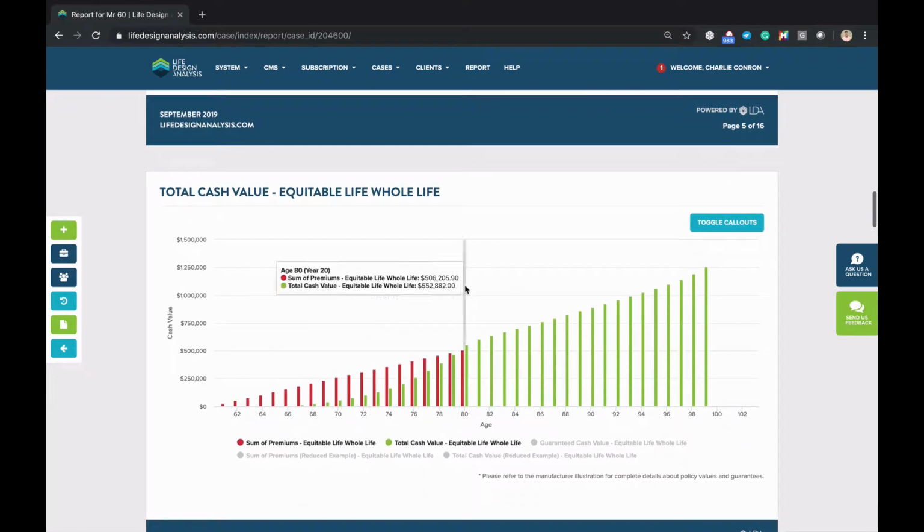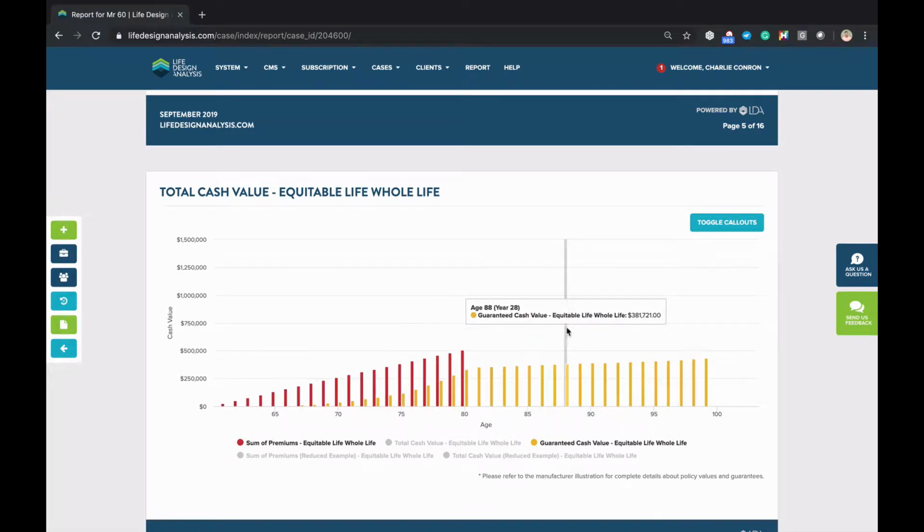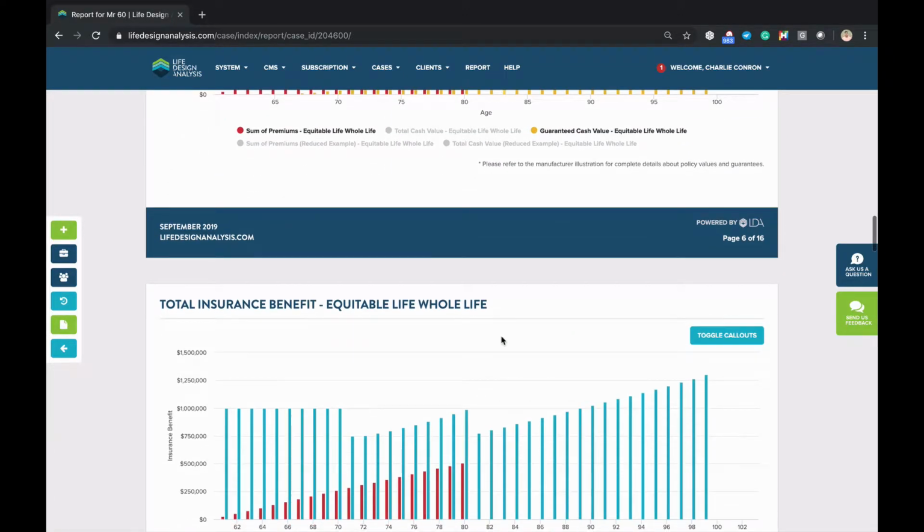And again, let's look at the cash value. So great cash value in this. We've got some guaranteed cash value, so even if we want to focus on the guarantees and things like that at the break-even point, around age 83, we still have $360,000 of guaranteed cash value.